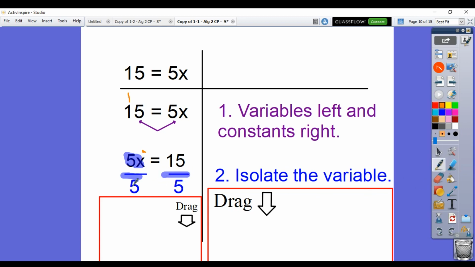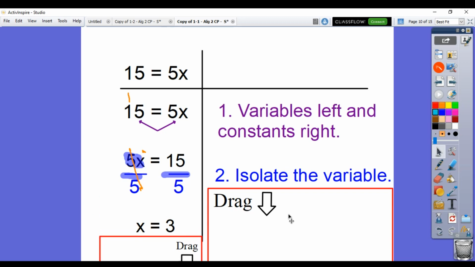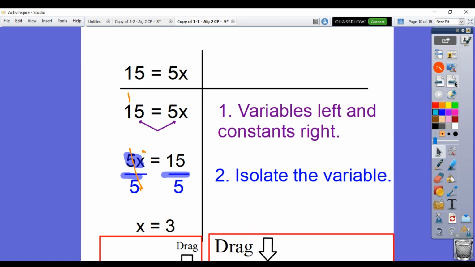And then this will cancel because 5 divided by 5 is 1. 1 can be imaginary in multiplication here. And 15 divided by 5 will give you x equal 3. All right. Very simple, right?